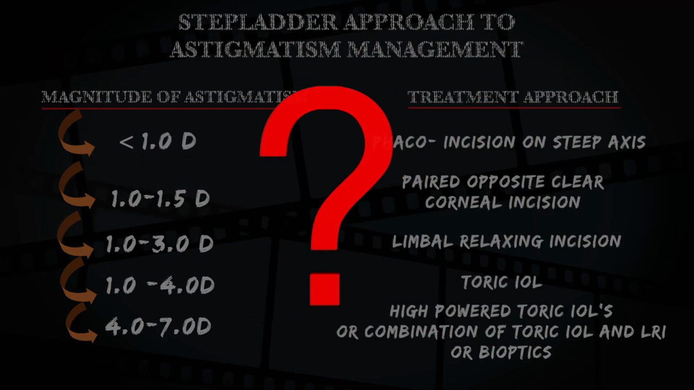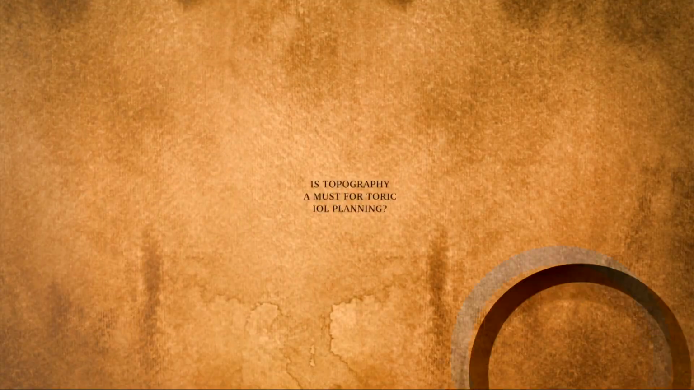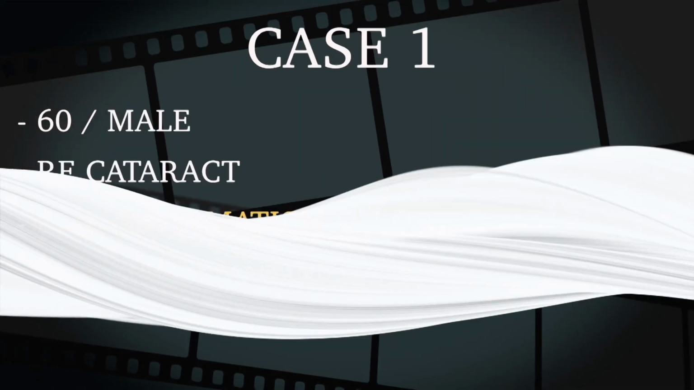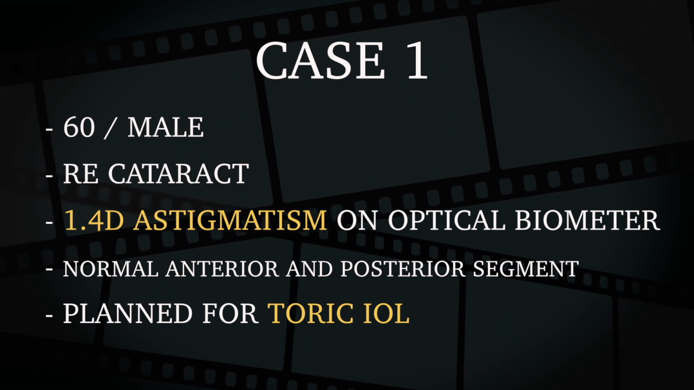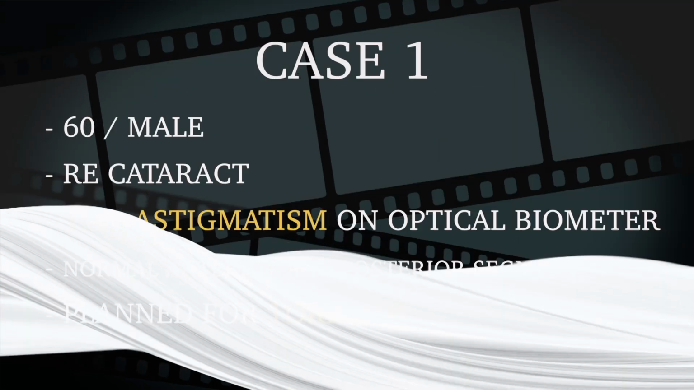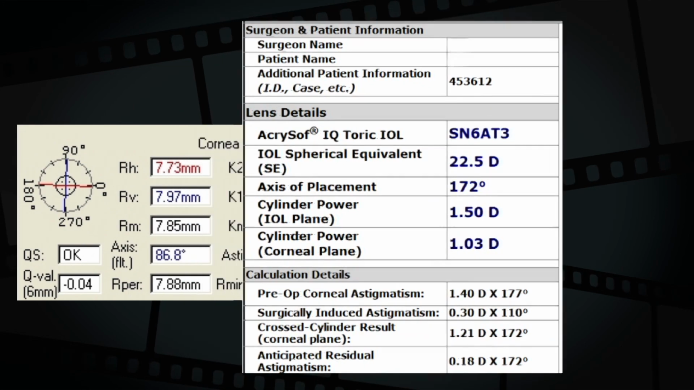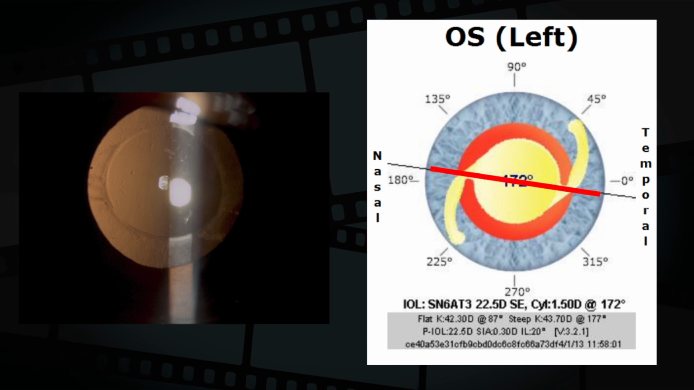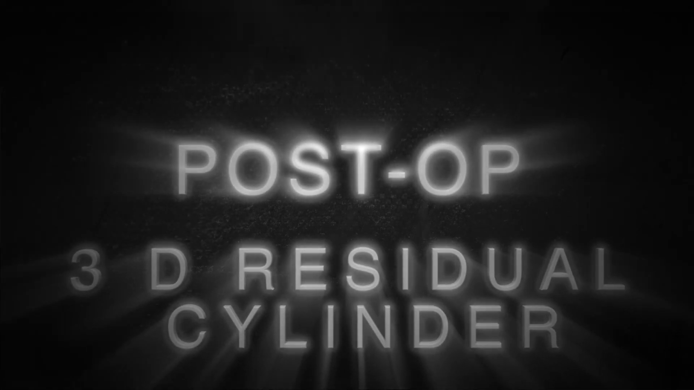The first question which was asked is, how important is topography in planning toric IOL? To answer this question, let's take a case example of a 60-year-old male with 1.4 diopter cylinder. The toric IOL was planned in this patient by using the online calculator. IOL was implanted at the plane achieved by the calculator. However, it came as a shock when post-operative cylinder was 3 diopters in spite of the IOL being aligned correctly.